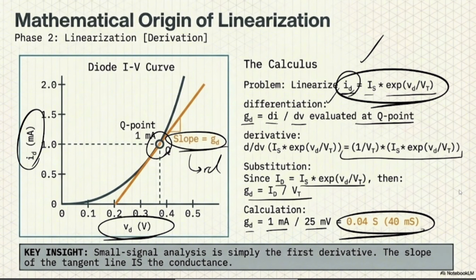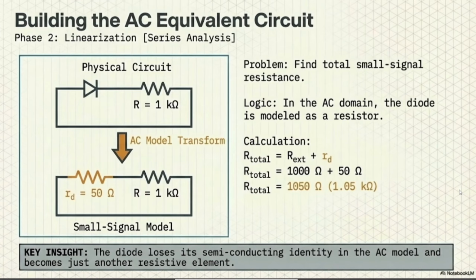So in this case, we have a small signal analysis. It's simply the first derivative. The slope of the tangent line is your conductance. We can use either the calculation, or this one to find that. Most of the time we just use the calculation method. I mean, we don't need to work out the calculus and formula part, because it would be solid in advance. Then we do the AC equivalent circuit.